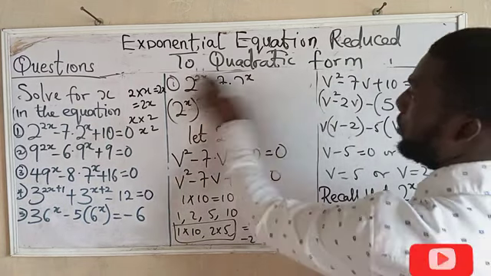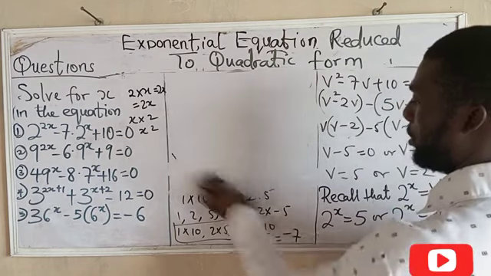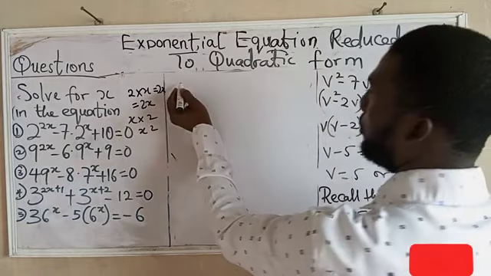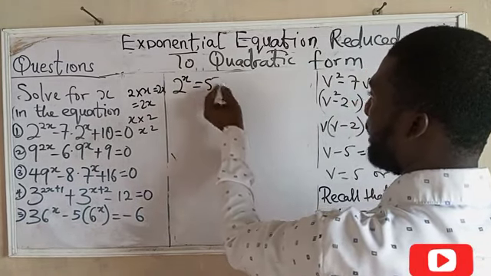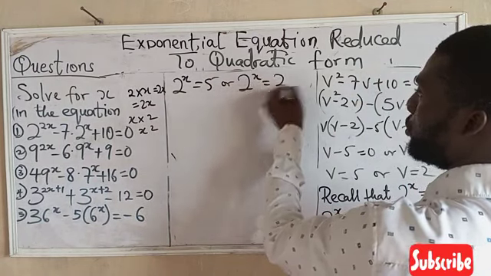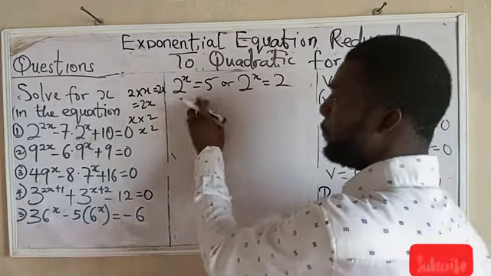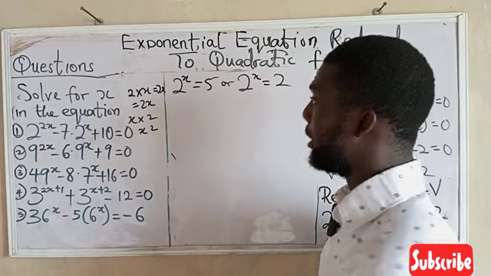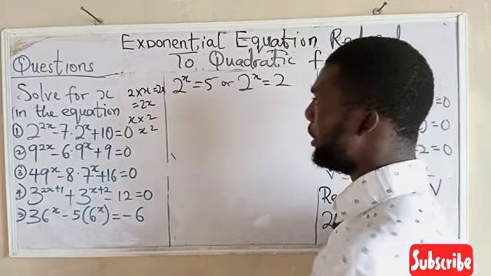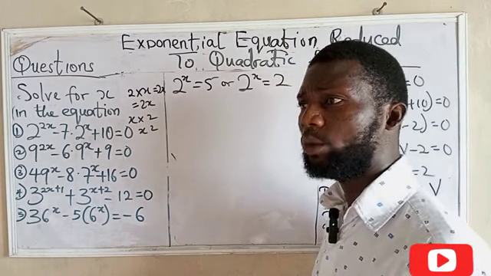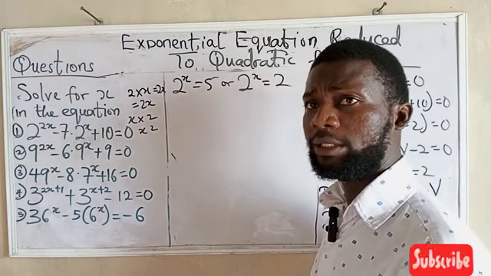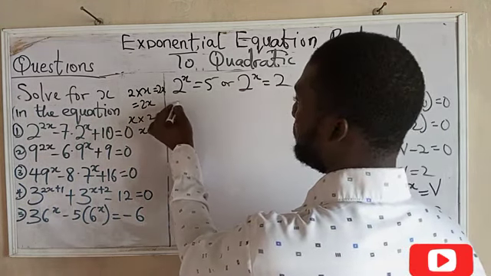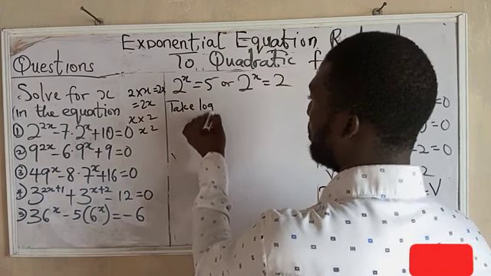So we have 2 raised to power x equals 5 or 2 raised to power x equals 2. So now let's solve this. From what you have observed or from what you have seen so far, we've seen that 2 and 5 are different bases. So how do we do it? The way we can do it is introducing a technique which is called the logarithmic property. And we are going to take log on both sides.